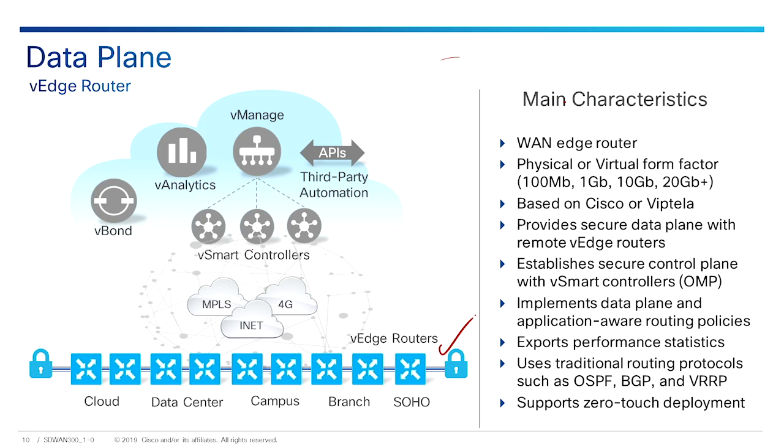As mentioned earlier, vEdge routers establish a control plane relationship with the vSmart controllers to exchange pertinent information that is required to establish the fabric and learn centrally provisioned policies. Data plane and application-aware routing policies are implemented on the vEdge routers. vEdge routers export performance statistics as well as alerts and events to the centralized vManage system for a single point of management.